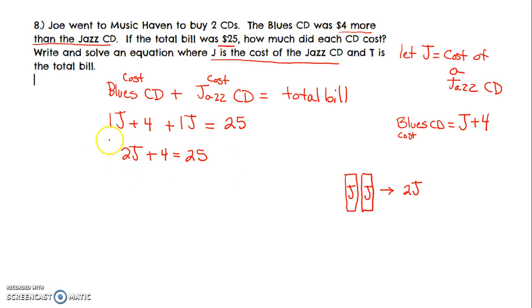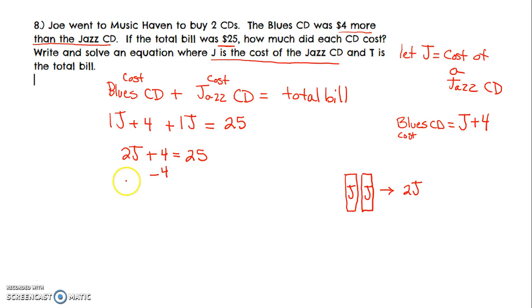Now we're just going to solve this two-step equation, and that'll give us the cost of the jazz CD. You've been working on two-step equations in class. You focus on the side with the variable, with the J. We first undo any addition or subtraction. So we're going to undo this addition of 4. How do we undo adding 4? What's the opposite of adding? Opposite of addition is subtraction.